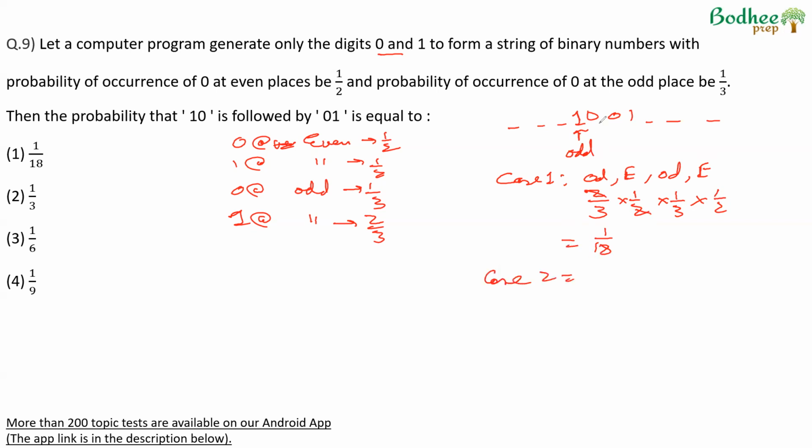Case 2 could be that this place is not odd but even. So even odd is what we have.